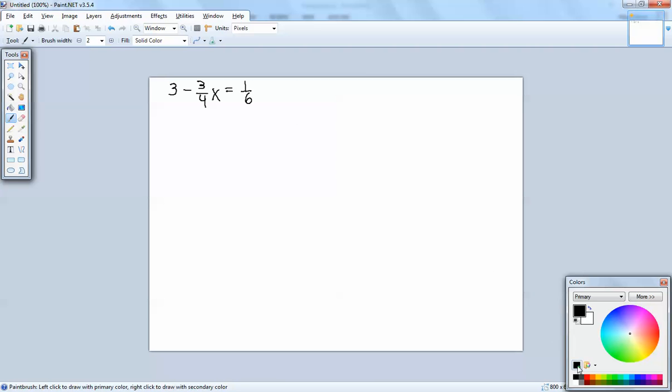Okay, we're going to go through our 4 steps. Our first step says get rid of parentheses. Don't have any. Second step says get rid of fractions. Well, we do have fractions. We have to find the LCM of all our denominators. So we'll find the LCM of 4 and 6.